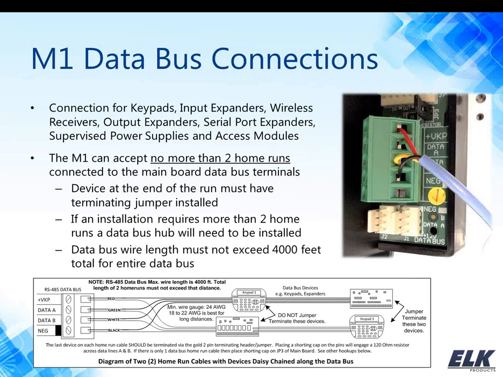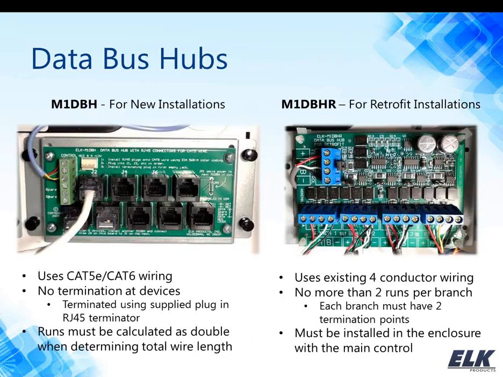One thing we do need to make mention of here is that the total length of your data bus cannot exceed 4,000 feet. That's going to come into play a little bit more when we start talking about modules. Things that can be hooked up to the data bus, of course, are keypads, the supervised power supply Amy mentioned earlier, an access module, zone inputs, and zone output boards. All those are going to be connected onto the data bus.